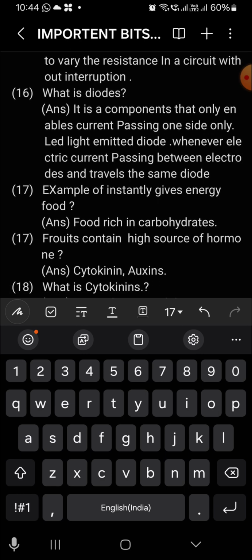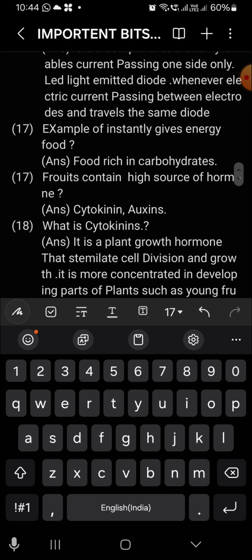Next one. What is a diode? It is a component that allows current to pass in one direction only. LEDs are light emitting diodes, which emit light whenever electric current passes between the electrodes through the diode.